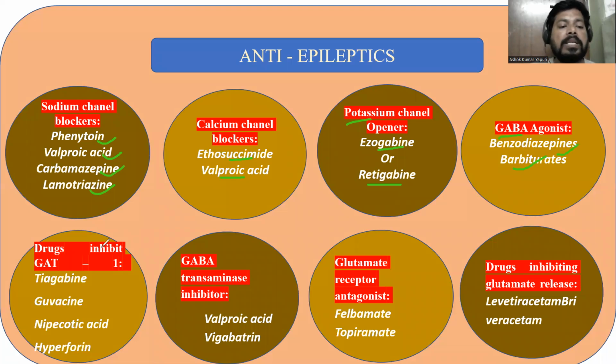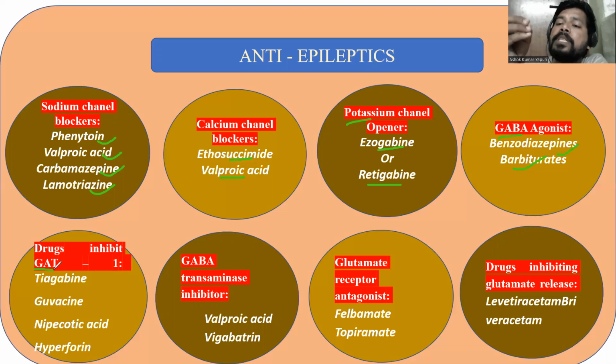And next, drugs that inhibit the GAT1. What is GAT1? GABA transporter 1. So GAT is nothing but GABA transporter. So what is the role of this transporter normally in the body? So this is the presynapse and this is the postsynapse. From the presynaptic neuron to the postsynaptic neuron, the transporter will bring the neurotransmitter.